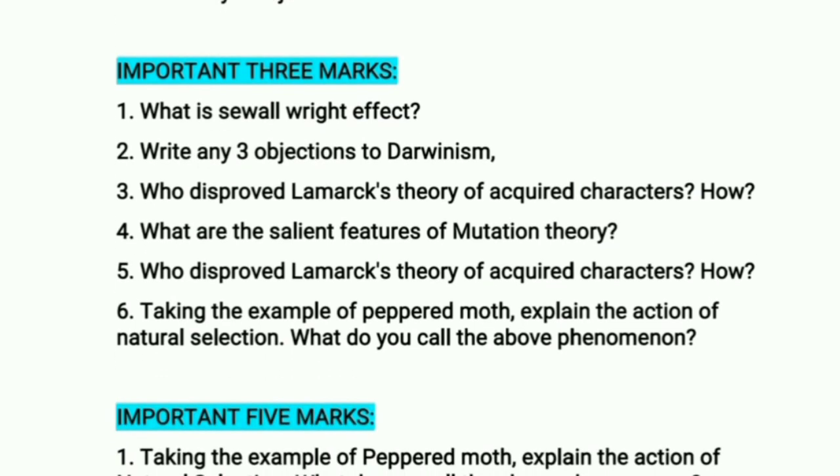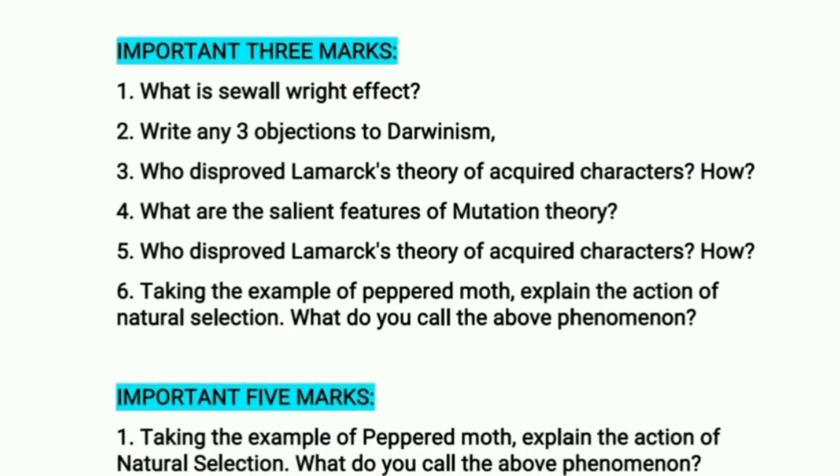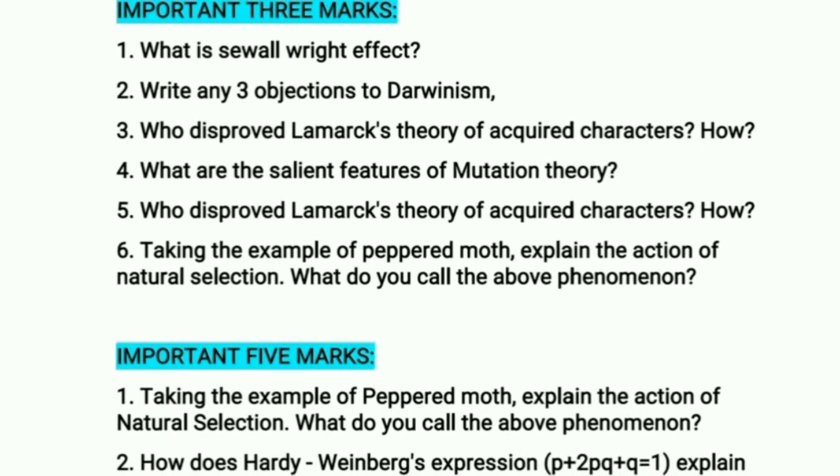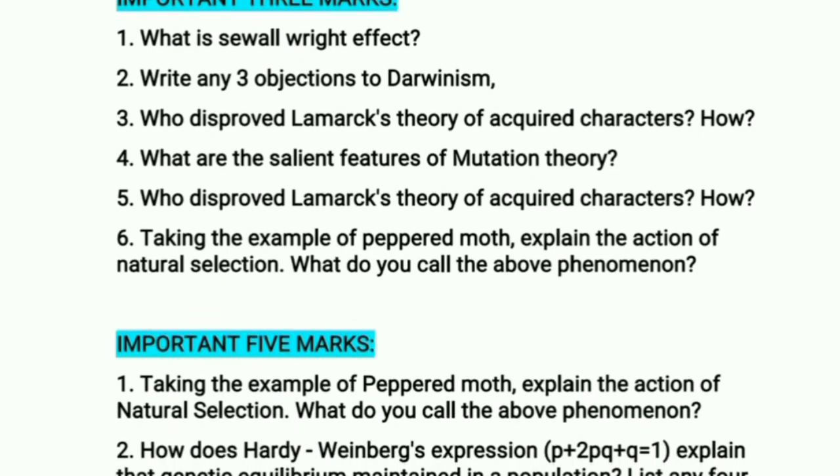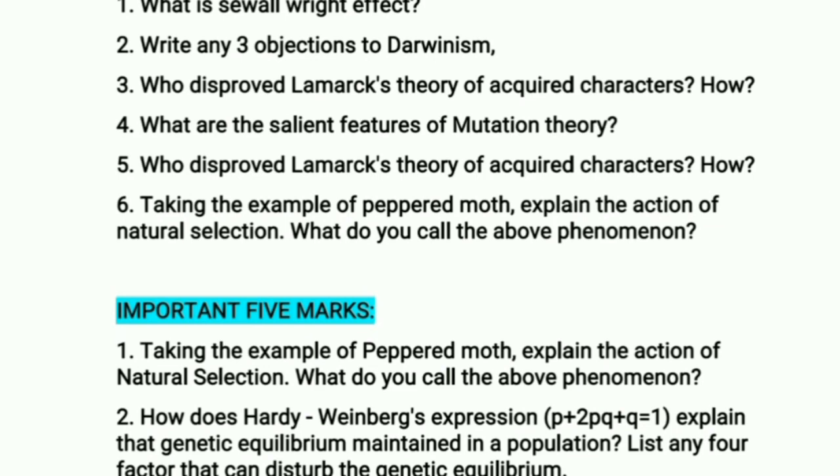Important 3 marks. What is founder effect? Write any 3 objections to Darwinism. Who disproved Lamarck's theory of acquired characters? How? What are the salient features of mutation theory? Who disproved Lamarck's theory of acquired characters?